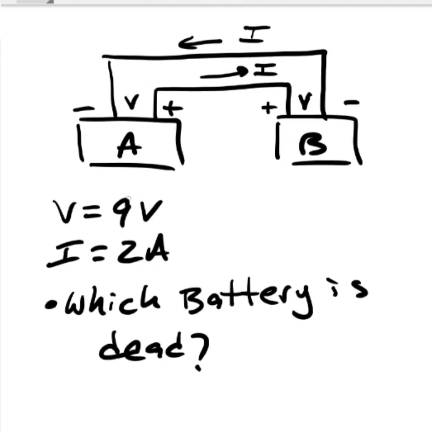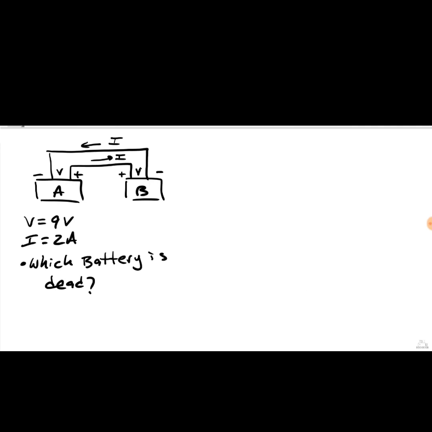They tell you both voltages are 9 volts, they're both 9 volt car batteries, and there are 2 amps of current passing between them. With this information, they want to know which battery is the dead battery. So this is our problem.